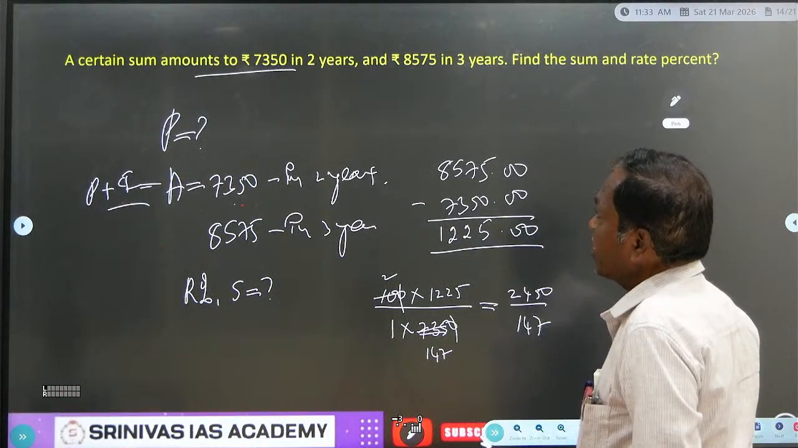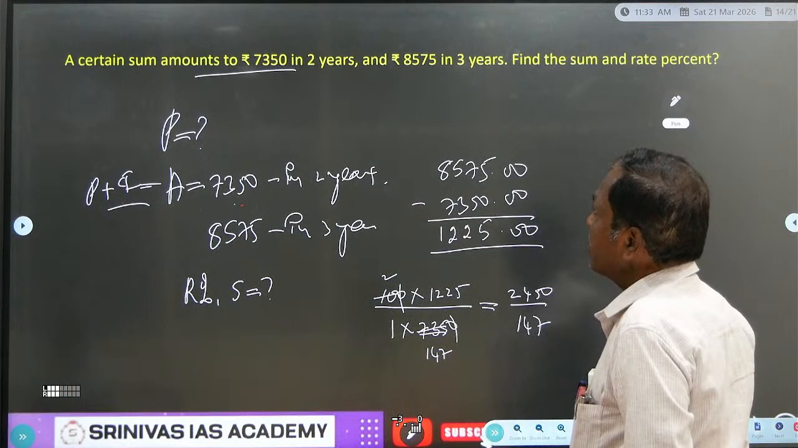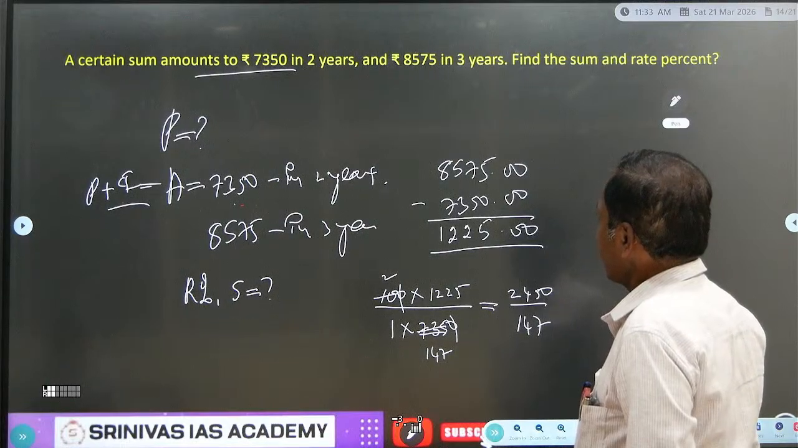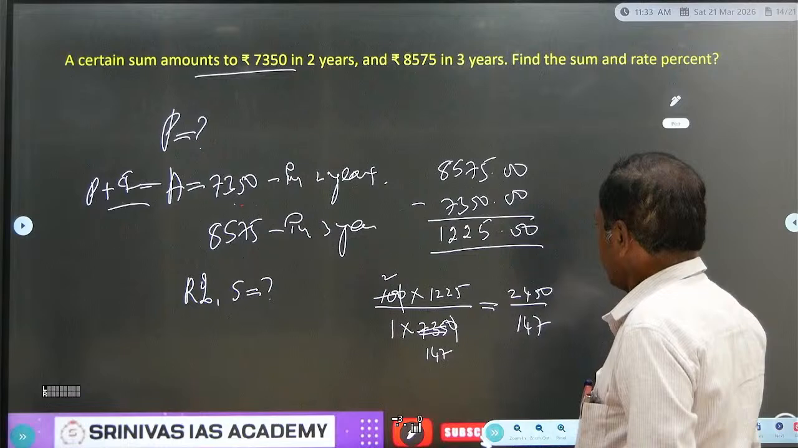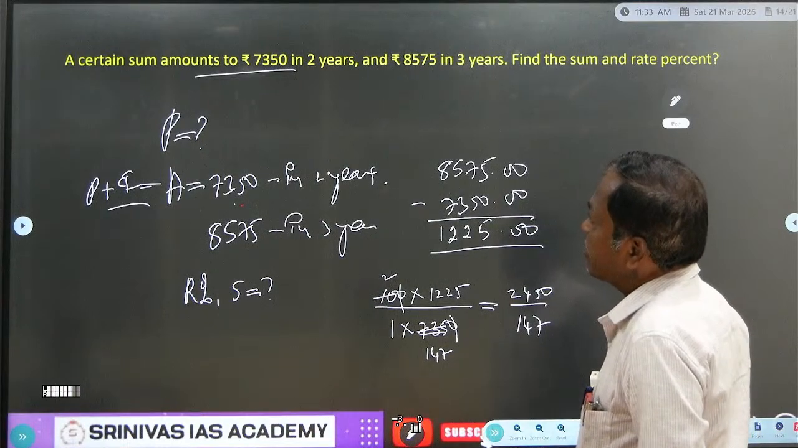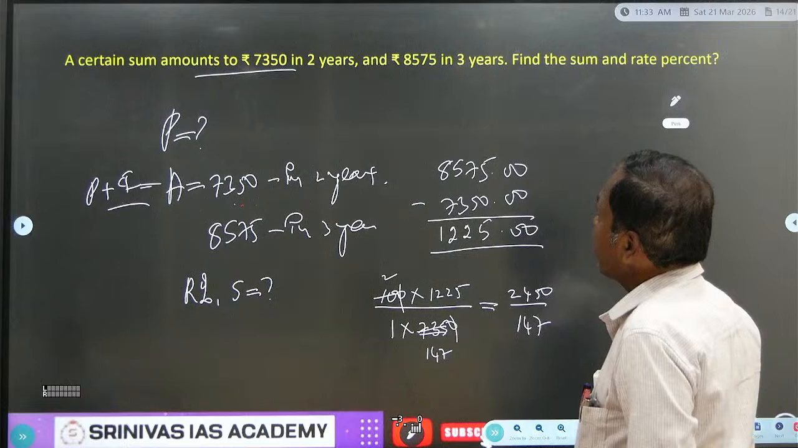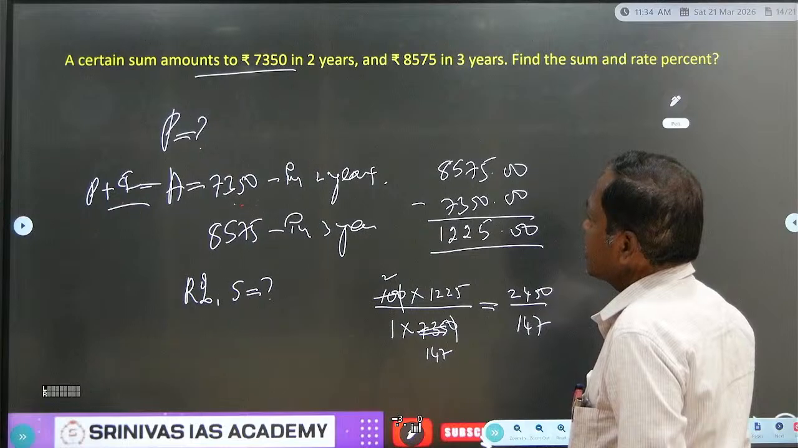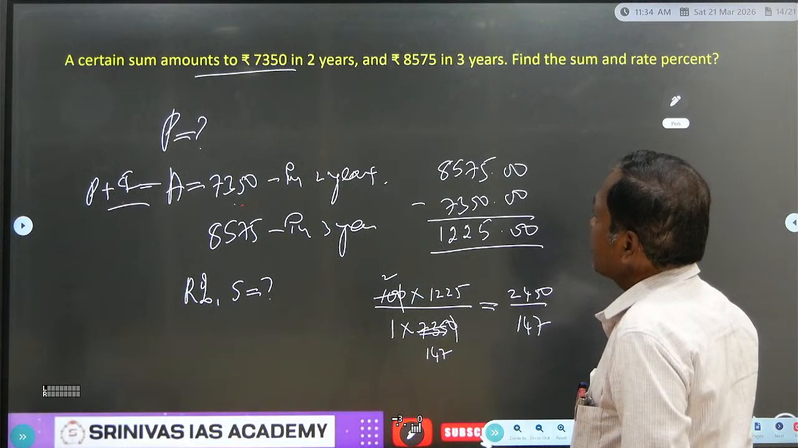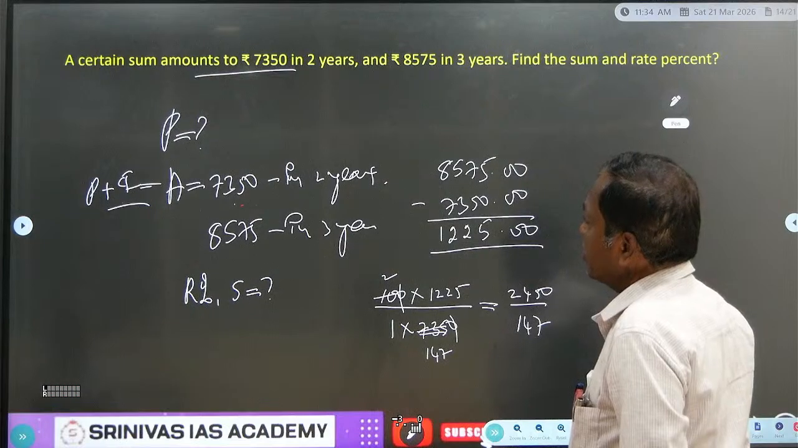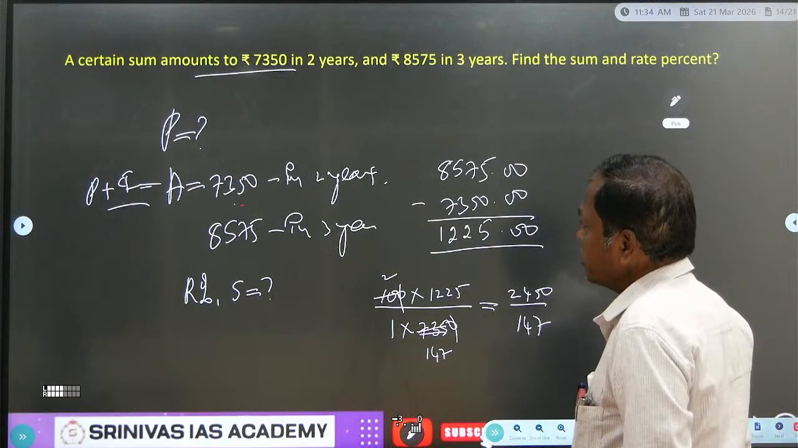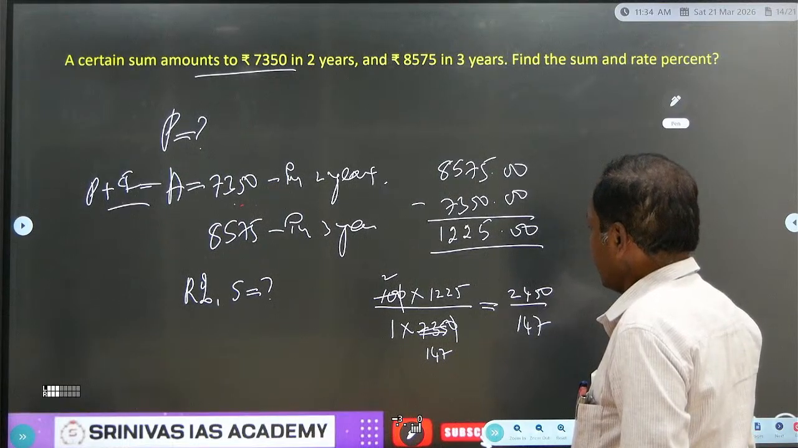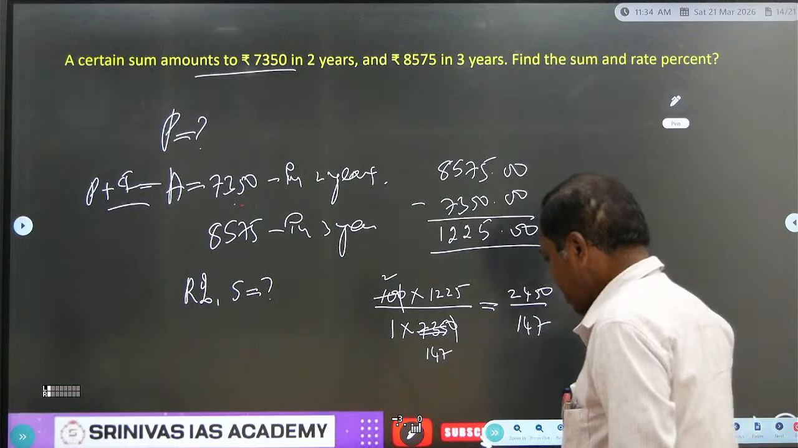A very simple one, but the numbers have not come properly. We find it difficult. My calculation is correct; we have to check only the numbers. Find the sum and rate of interest. For 2 years the rate of interest cannot be known, but here we should come to know this. 5 plus 7 is 12.